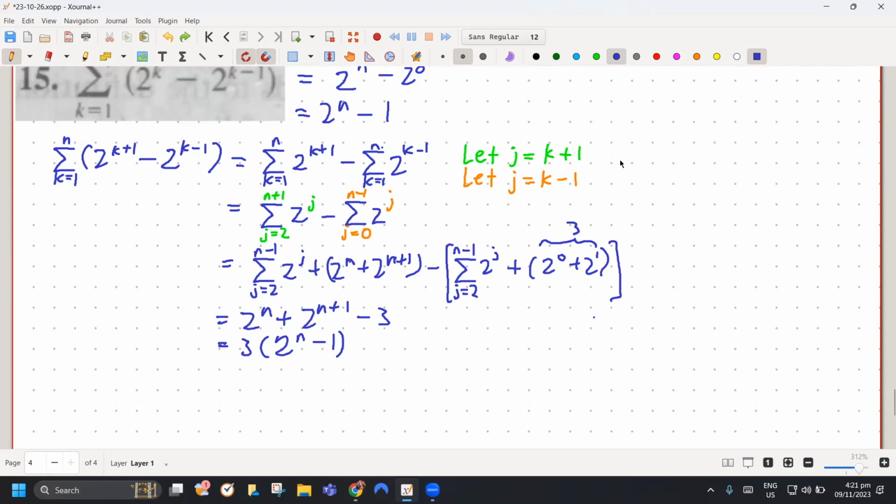When n is equal to 3, 3 minus 1 is 2. So when n equals 3, our summation will work, because the first term is just one term. But when n is equal to 2, so k equals 1 to 2 of 2 to the k plus 1 minus 2 to the k minus 1. What is that?